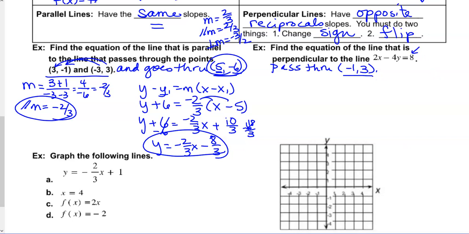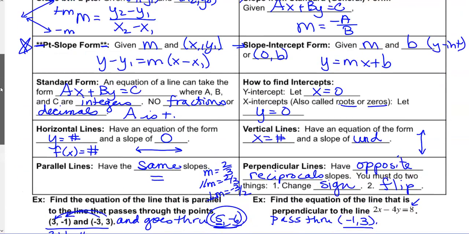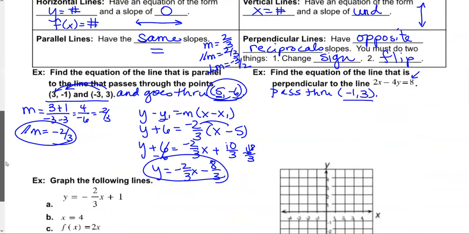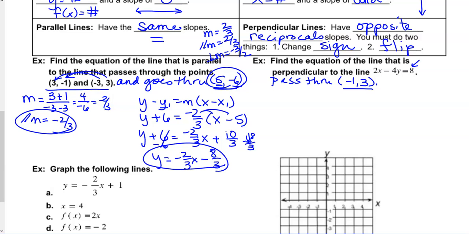Now this is an equation, so we can go back up at the very top of that chart, where it says given standard form, what is the slope of a line? Opposite of a over b. So the opposite of the x coefficient over the y coefficient. I would get m equal to negative 2 over negative 4, which actually gives me a slope of 1/2. Now that's the slope of the line, but I want to be perpendicular to that.